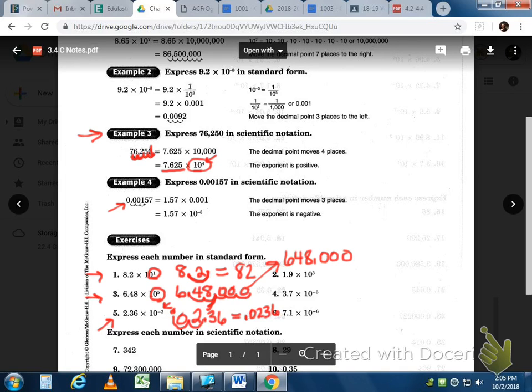If it's a decimal number, that's when the exponents are negative. Example 4, 0.00157. You've got to move it over 1. There's still a 0 on the left of my decimal. Move it again, still a 0. Move it one more time, 1.57. Now it's a number from 1 to 9, and we moved it 1, 2, 3. So it's 1.57 times 10 to the negative 3rd.